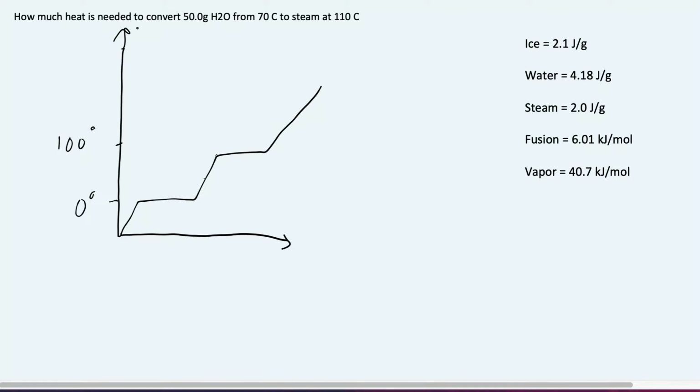How much heat is needed to convert 50.0 grams of H2O from 70 degrees Celsius to steam at 110 degrees Celsius? Whenever you're given this type of problem, you have to familiarize yourself with and memorize how to use these values, these conversion factors, and we'll get to that in a minute. So just to put these in view, you use ice, or you use 2.1 whenever you're here at 0 degrees Celsius.